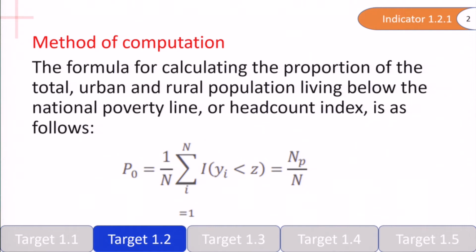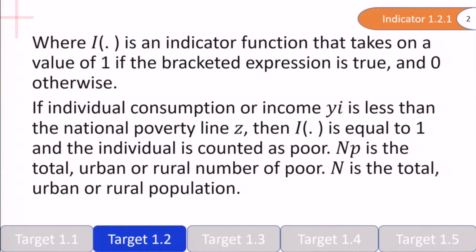The method for computation is also given by the methodology by SDG. So, they have given the formula for calculating the proportion of the total urban and rural population living below the poverty line, and it is given as P0 equal to 1 divided by n, sum of i equal to 1 to n, of I of y_i less than z, which is equal to N_p divided by N, where I is the indicator function that takes on the value of 1 if the bracketed expression is true, and it takes the value of 0 otherwise.